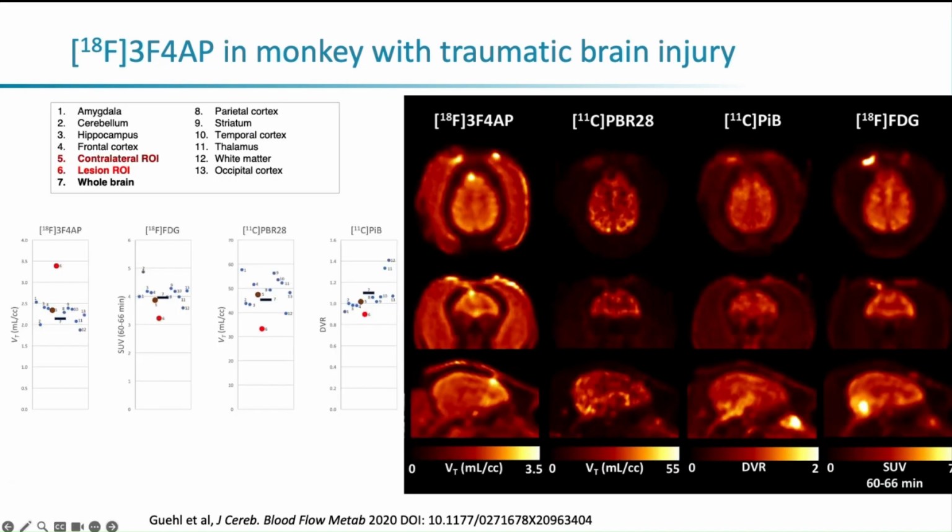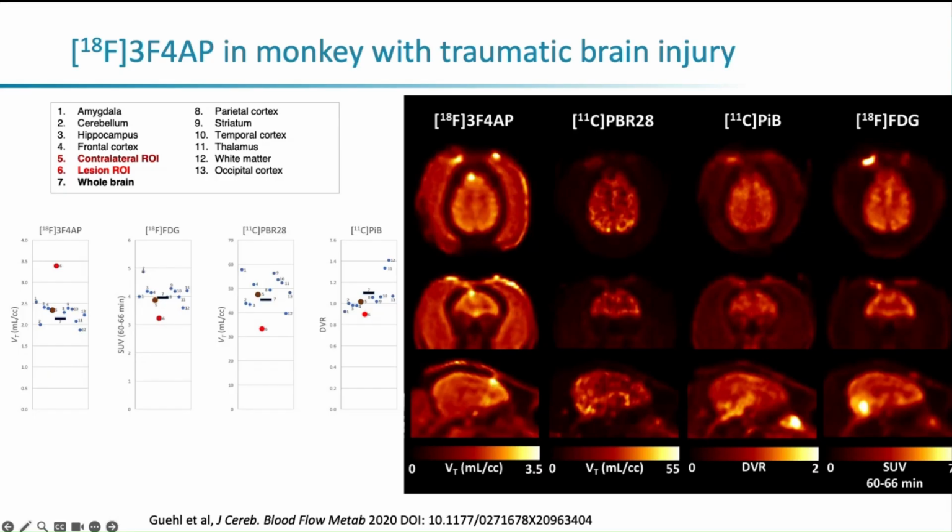We looked at other tracers that we were working with at the time. PBR20, so 3F4AP showed very bright signal in the lesion. PBR28 showed a small decrease in the lesion. You wouldn't necessarily expect to see a lot of inflammation 3 years after the injury. The PIP didn't show any major changes, and FDG showed some signal outside of the brain, but not in the brain.